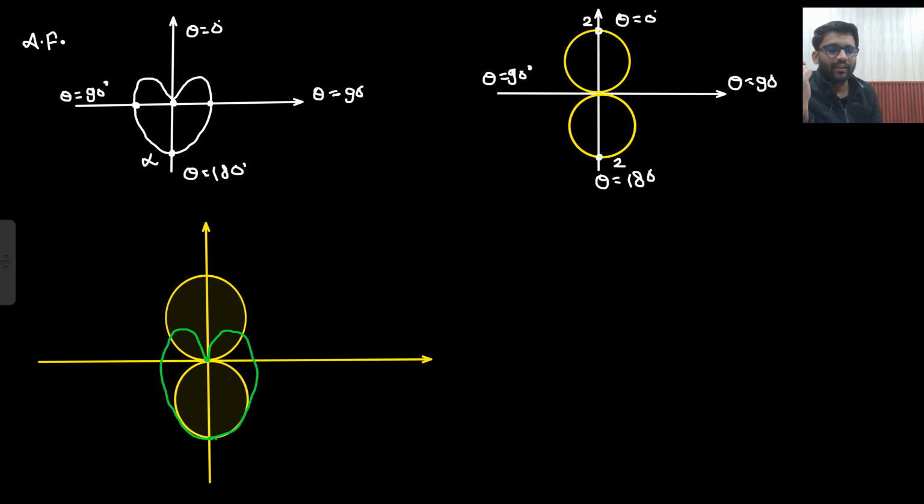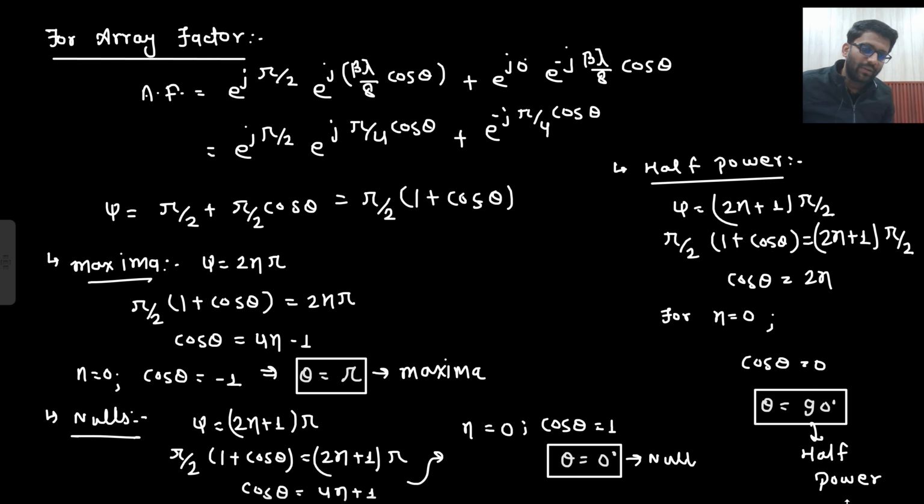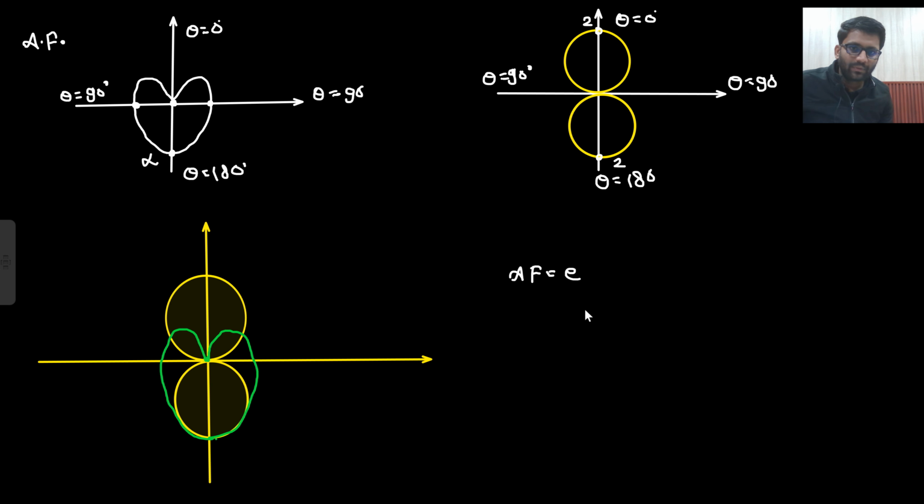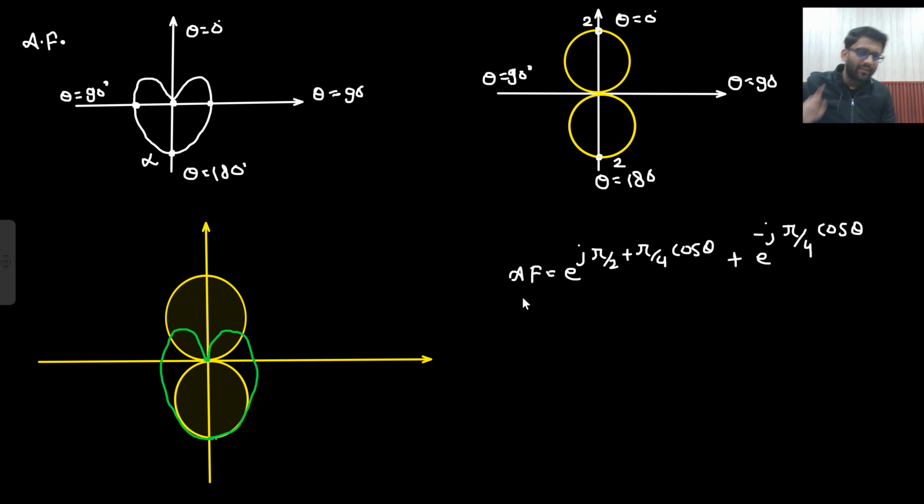At theta equals 180 degree, what is the value of array factor you are getting? So what was your array factor? Array factor was e to the power j pi by 2 plus pi by 4 cos theta, plus e to the power j pi by 2 minus pi by 4 cos theta. So what is the magnitude of array factor at theta equals 180 degree? And certainly we are plotting magnitude only here. So I am talking about magnitude. So what is my array factor here? Theta equals 180 degree. What would cos theta be?